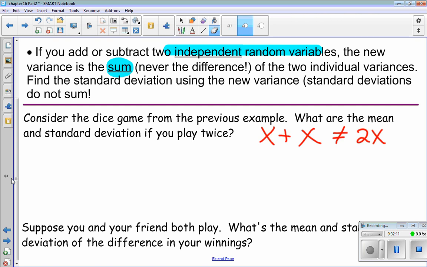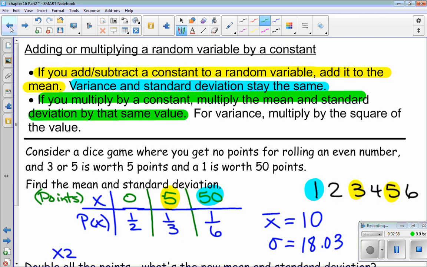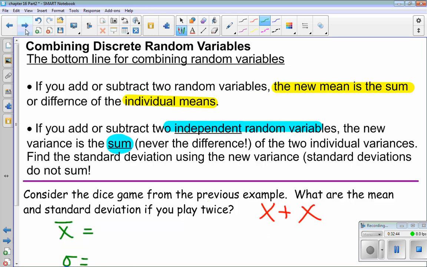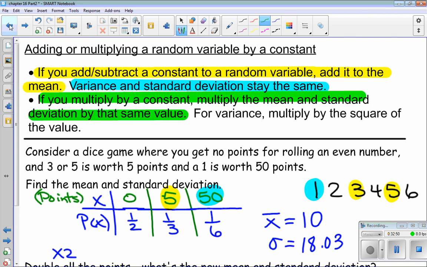Yes? But this dice game, is the new game considered like when you roll a dice again? Yes. Good question, actually. I'm combining two different random variables. So I want to find the mean and the standard deviation. The new mean of my variable is just going to be 10 plus 10, which is 20. The standard deviation is going to be 18.03 and 36 point whatever.